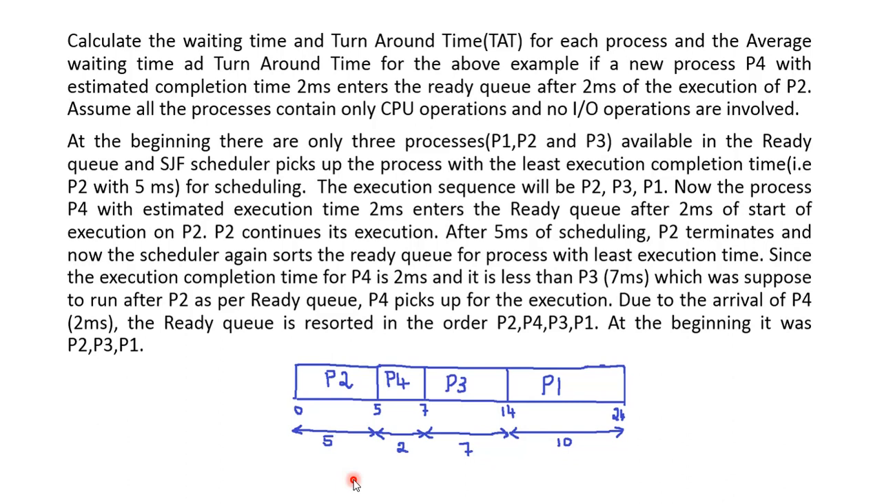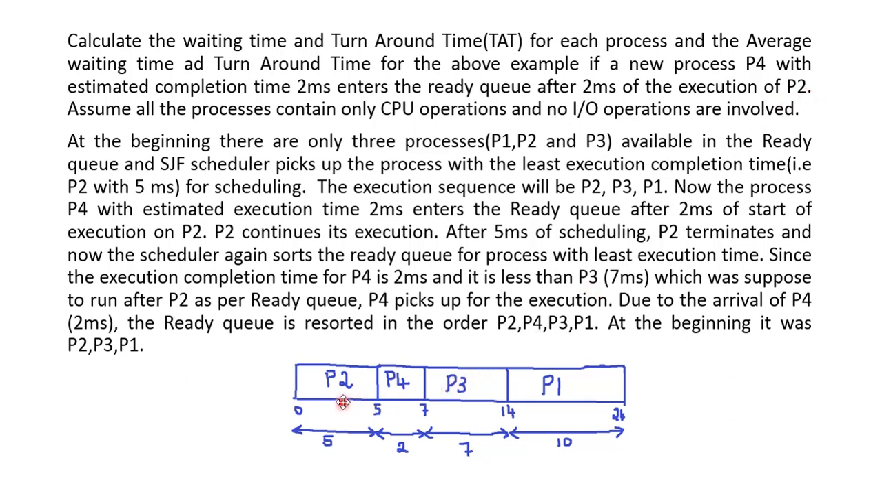We will consider one more example under shortest job first scheduling. Calculate the waiting time and turnaround time for each process and the average waiting time and turnaround time for the above example, if a new process P4 with estimated completion time 2 millisecond enters the ready queue after 2 millisecond of execution of P2. Okay, so this is the extension of the same example.